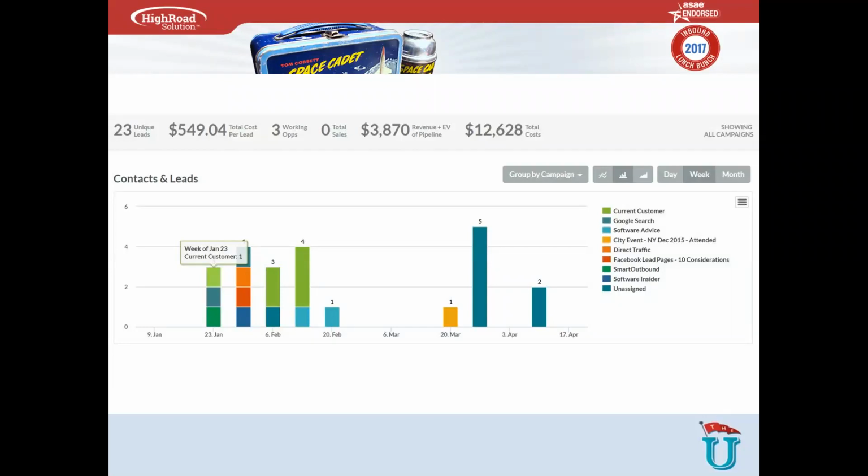for my leads. And then I'm seeing, of my whole campaign, I got 23 leads, my cost per lead, how many things fell into the sales funnel that are working opportunities, how many are now, from a standpoint of looking at the revenue, the estimated value of my pipeline. What are my total costs, right? Here we go. So here's what I spent, here's what I got.